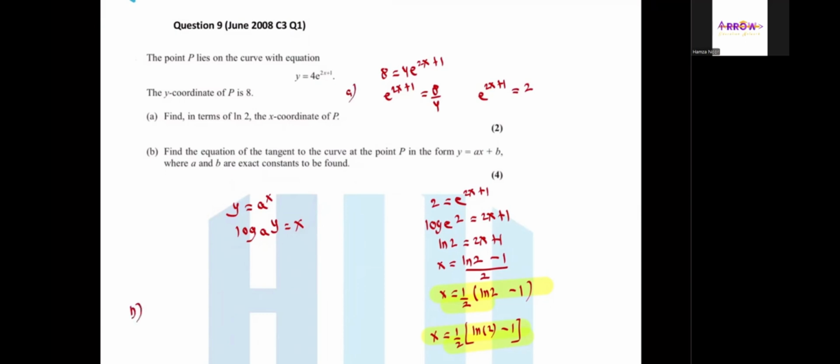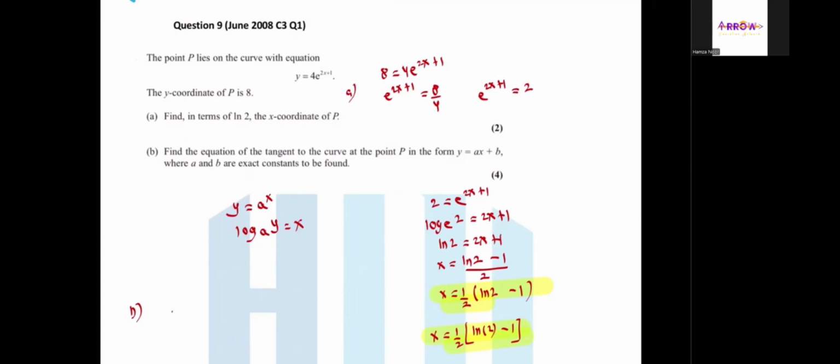Now in part B, we need to find the equation of the tangent to the curve at the point P in the form y equals ax plus b, where a and b are exact constants to be found. As we want to find the equation of the tangent, obviously we need the gradient of the tangent, and for that purpose we are going to differentiate the equation of the curve.